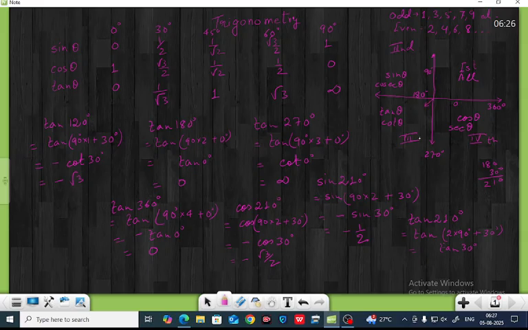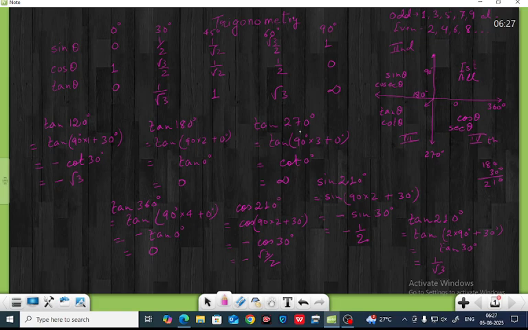In the third quadrant, tan is positive. Therefore the value of tan 30, which is 1 by root 3, gives tan 210 degrees as 1 by root 3. In this way, you can find all the values of sine, cos, and tan, and the rule is the same.